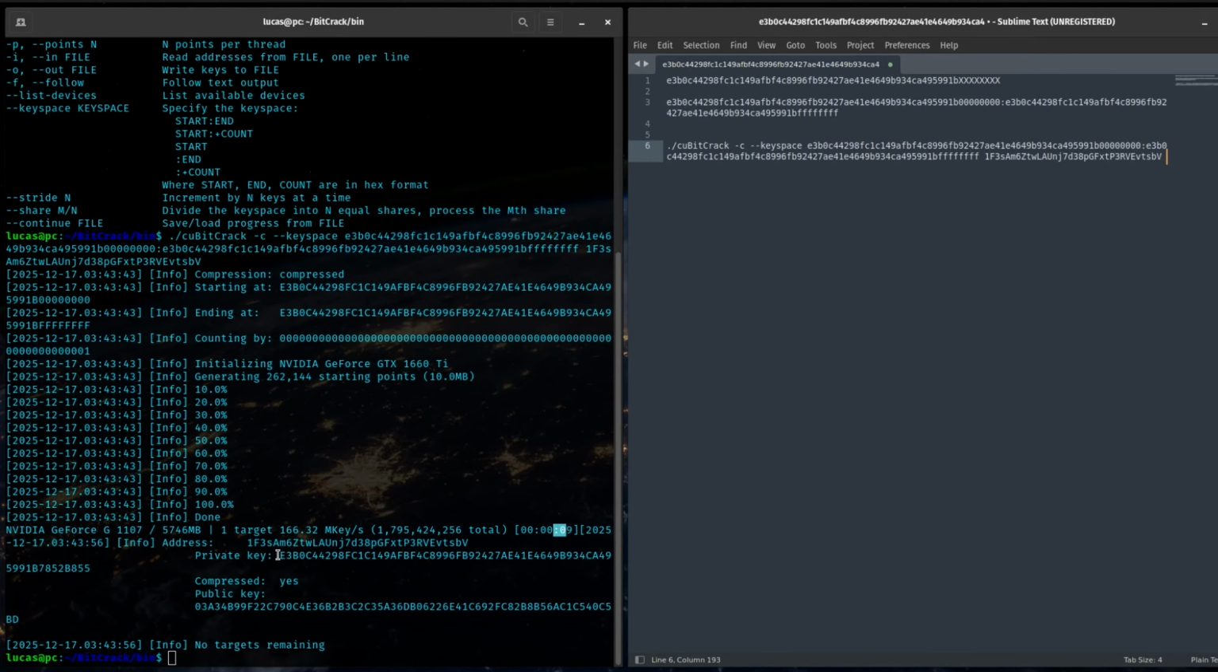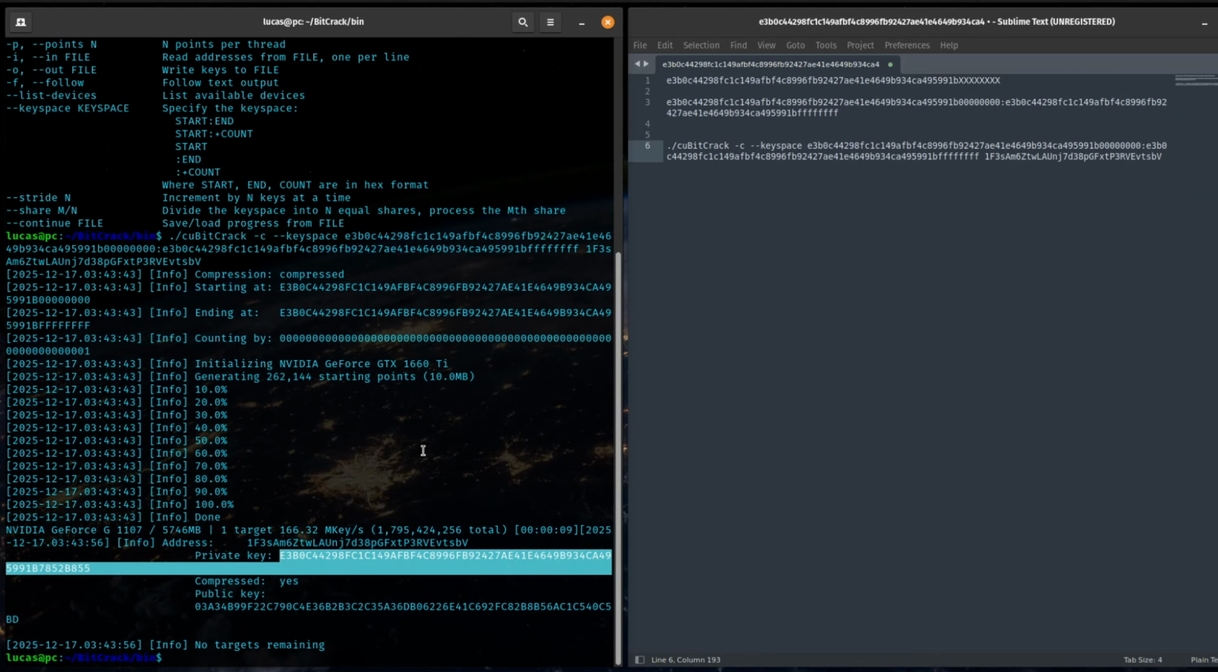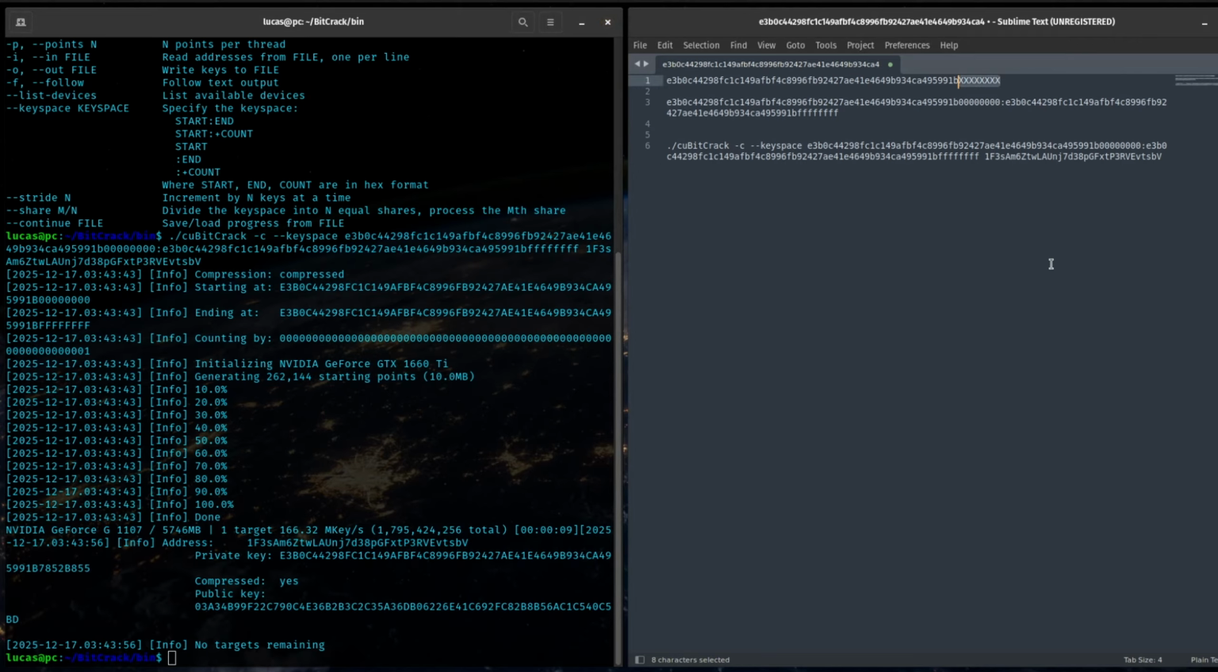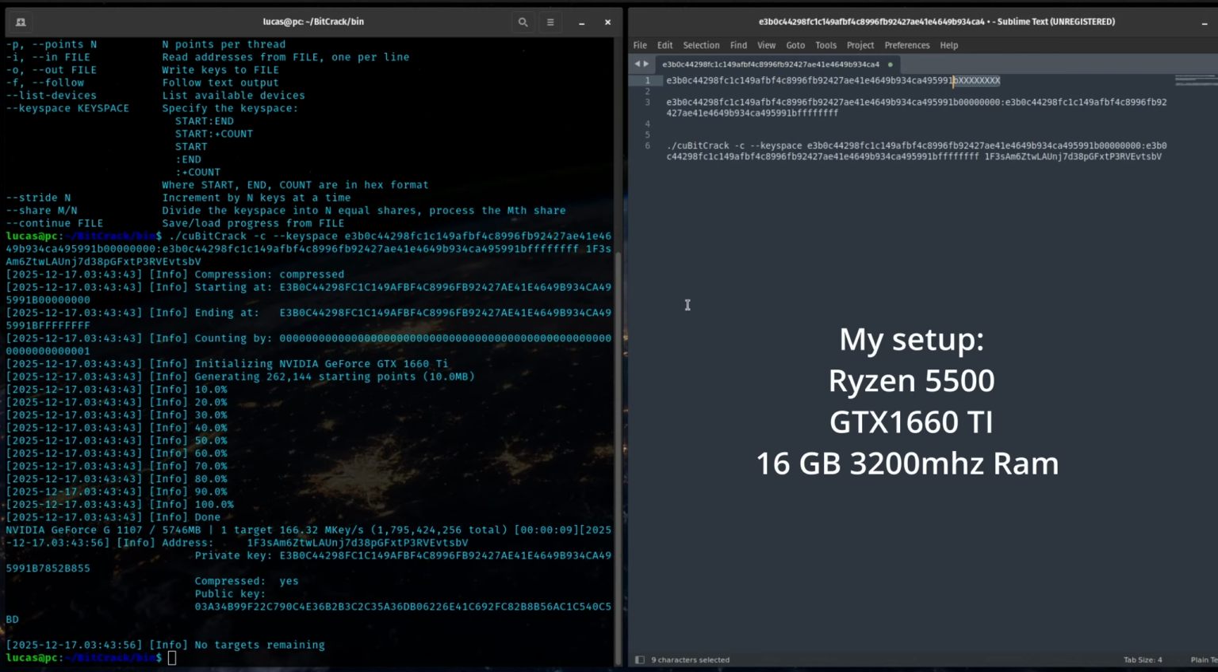Let's go. Key found. For my 1660, it has a speed of 166 million keys per second. It took 9 seconds. We only have 8 characters missing in our current example. If there were 9 characters missing, it would take something like 5 or even 10 minutes. As the number of missing characters continues to increase, the required time will also grow exponentially. It's obvious that the specific hardware being used will greatly influence this search time.